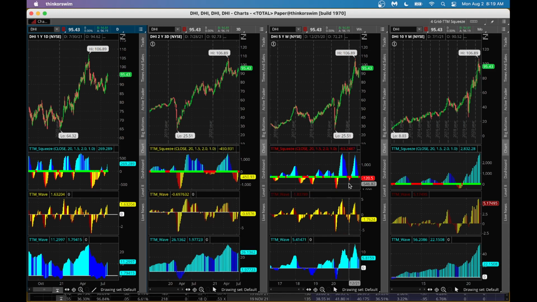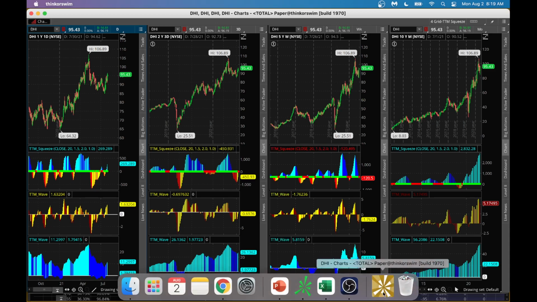And same story here, we got a squeeze forming in a 5-year weekly chart. When that happened, the shorter term A wave is below zero and the longer term C wave is above zero. That's a bullish sign. John Carter says you can go and buy at this time.